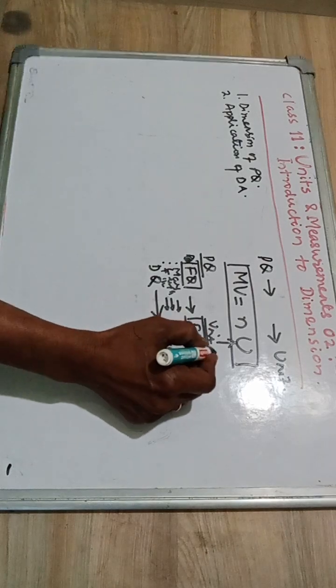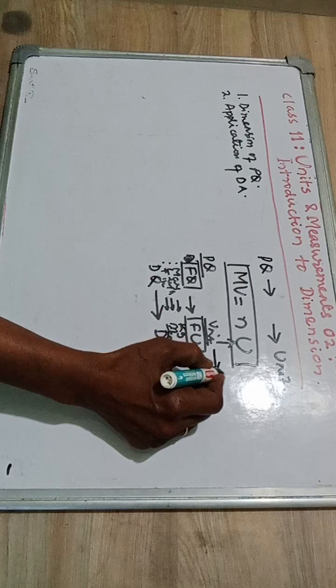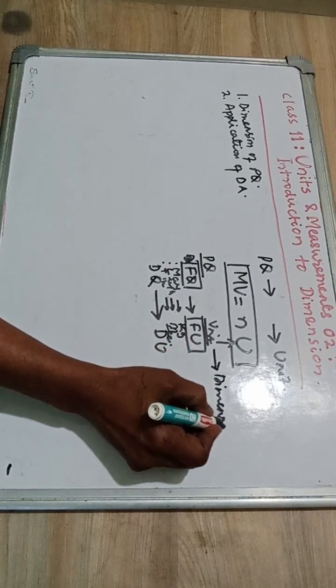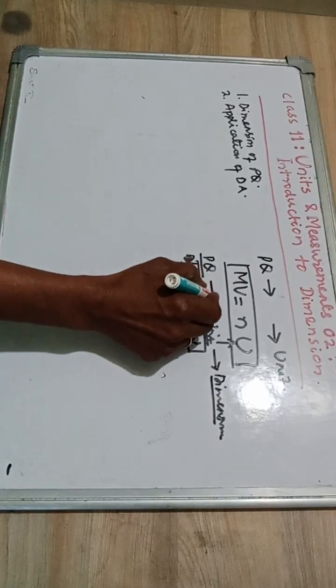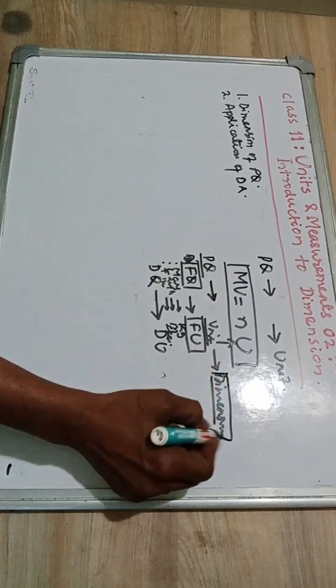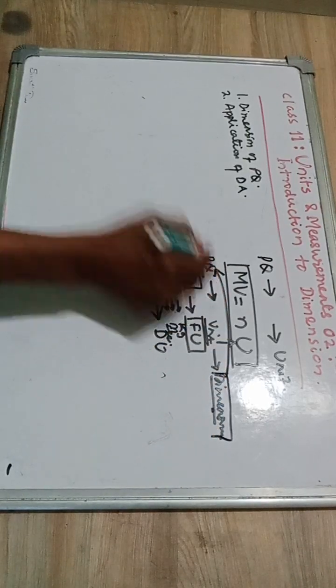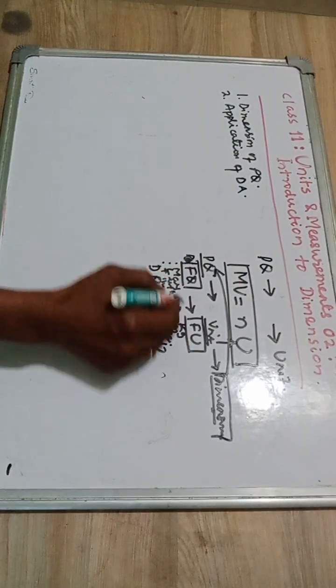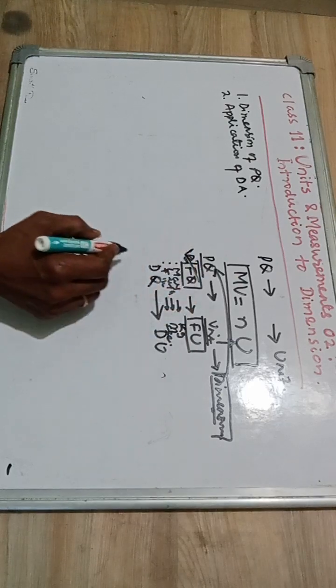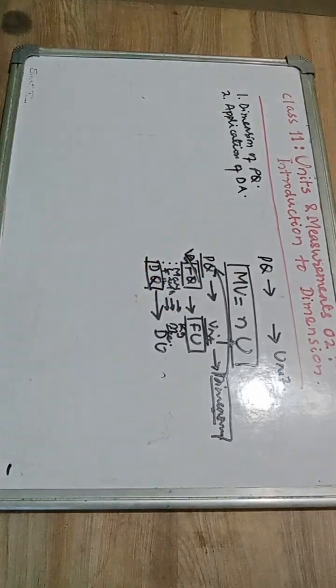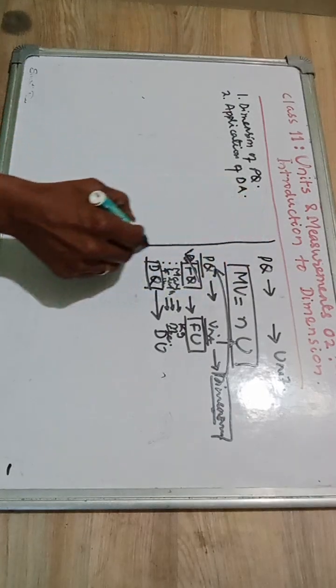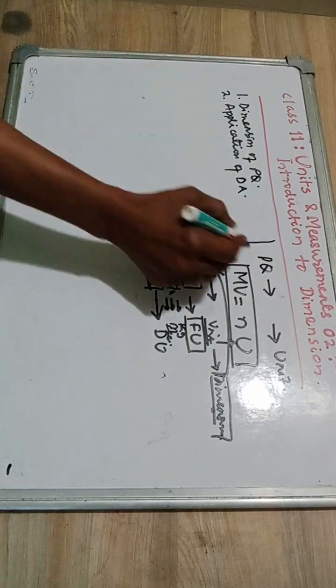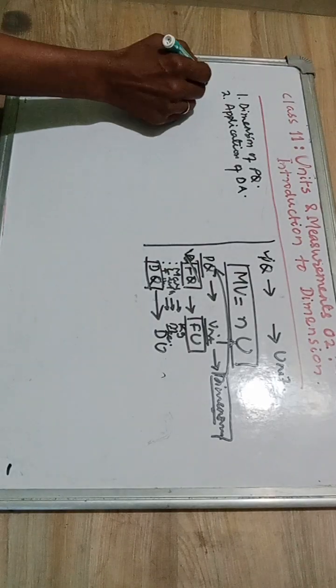Now we're extending this unit to dimension. This dimension will be linked again to physical quantity. We'll be able to find out dimensions of the fundamental quantities, and then we'll be able to find out dimensions of derived quantities.